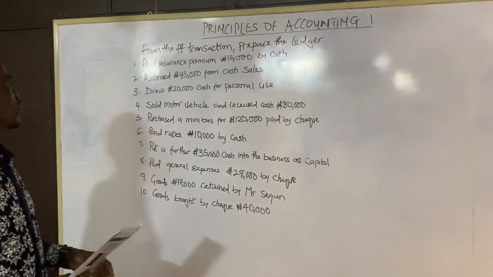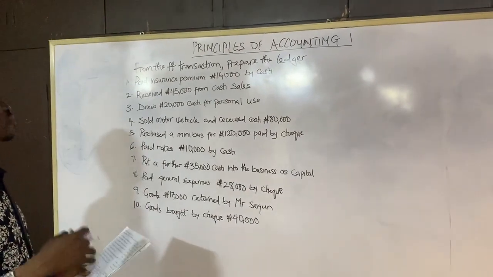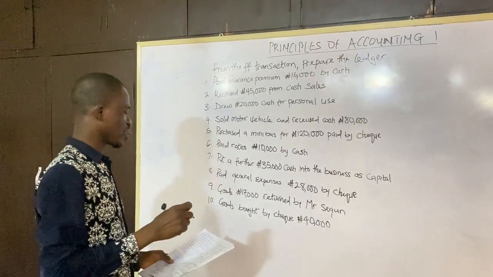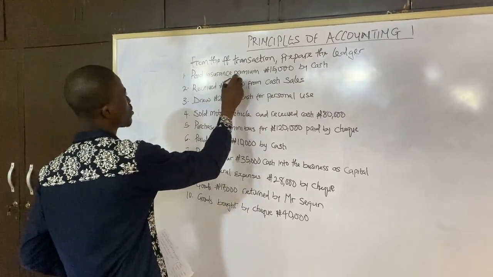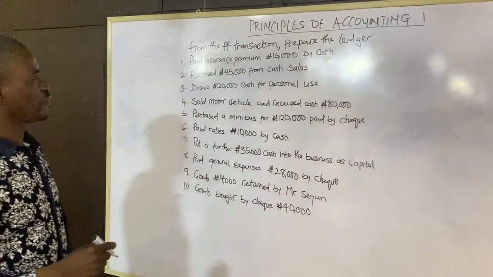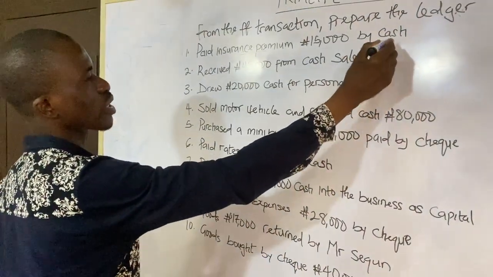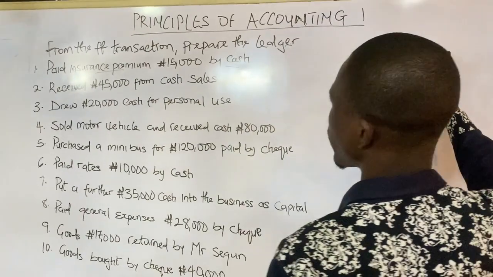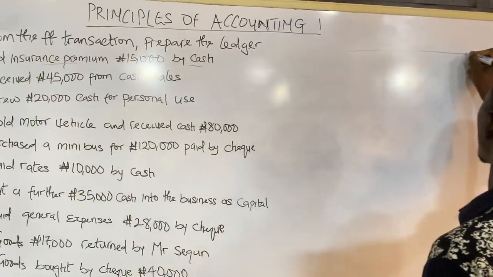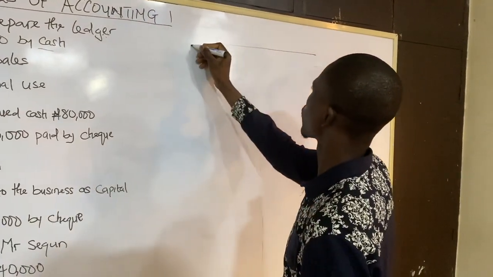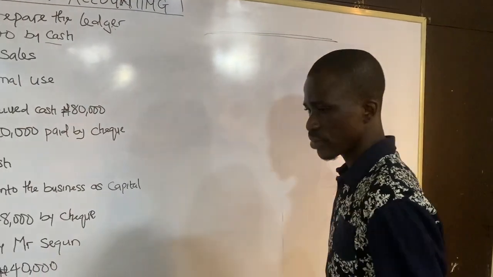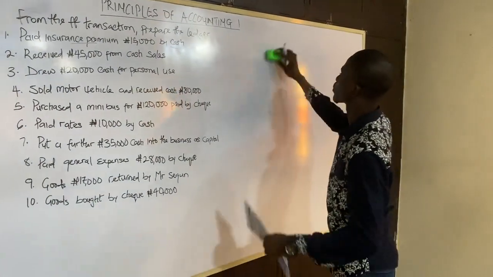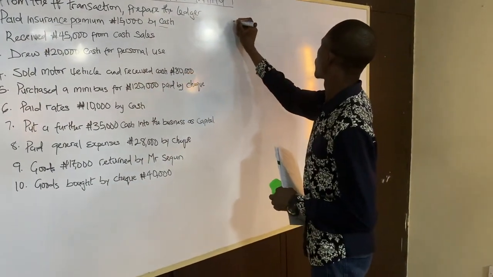So first transaction, paid insurance premium 15,000 naira by cash. You know that insurance premium is one of the accounts that is affected, and cash too is also affected. So I'll come here, I'll open the ledger account. Here is how the ledger account looks like.